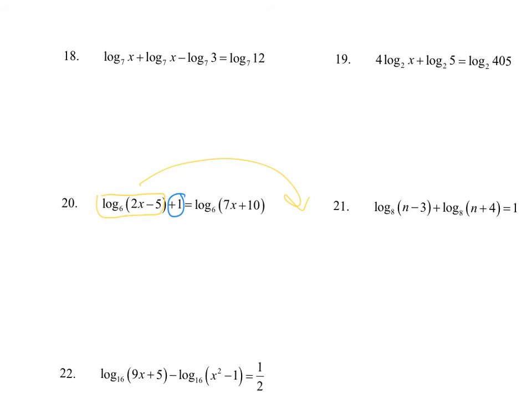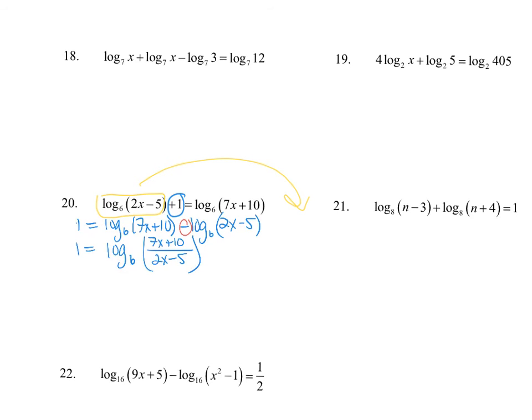So if I subtract log base 6 of 2x minus 5, I get 1 equals log base 6 of 7x plus 10 minus log base 6 of 2x minus 5. So now I can write the right-hand side as a single log. Okay, there is subtraction, so I'm thinking it started out as division. 1 equals log base 6 of 7x plus 10 divided by 2x minus 5. Just divide the arguments. Now I have a log equation.